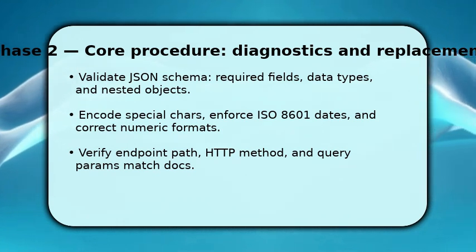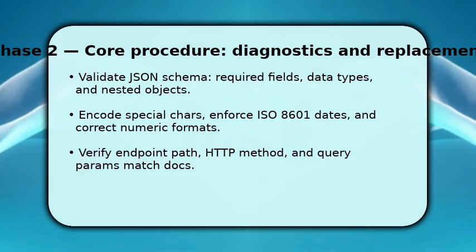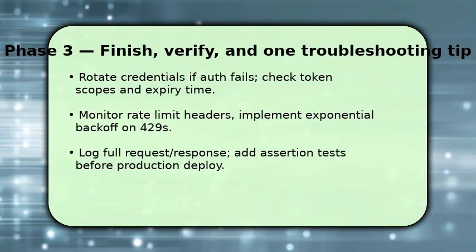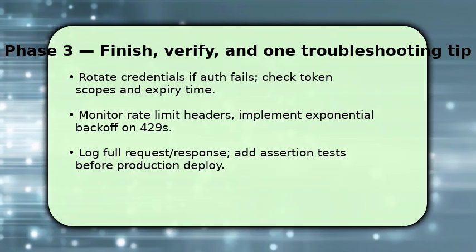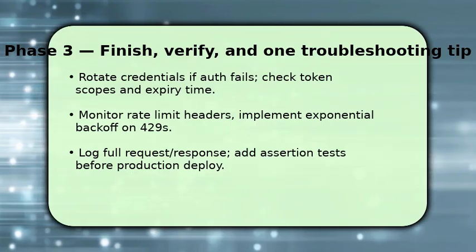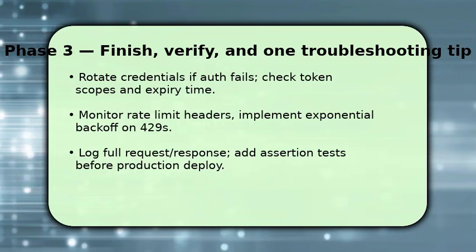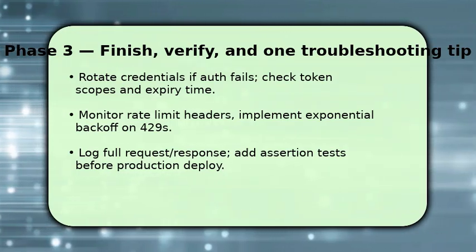If tokens fail, rotate credentials and ensure scopes and expiry times are correct. Then, watch rate limit headers. Implement exponential backoff for 429 responses so you don't get throttled. Also validate SSL/TLS, DNS, and proxy settings if requests timeout.